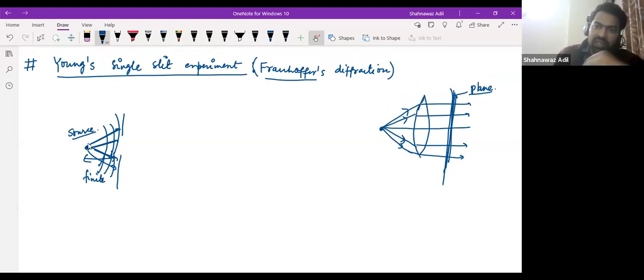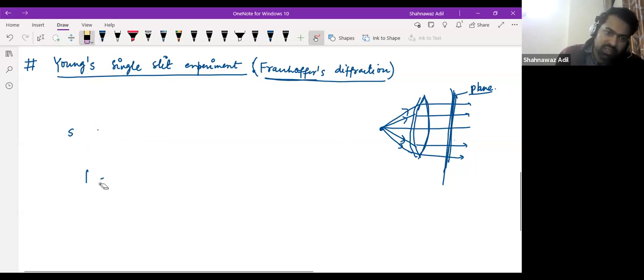In a lab, can we take a source to infinity? We cannot. So what we do is place a convex lens in front of this source such that the source is at the focus of this lens. Then the wavefront that comes out will be a plane wavefront. That is what we do to make this single slit a Fraunhofer diffraction.